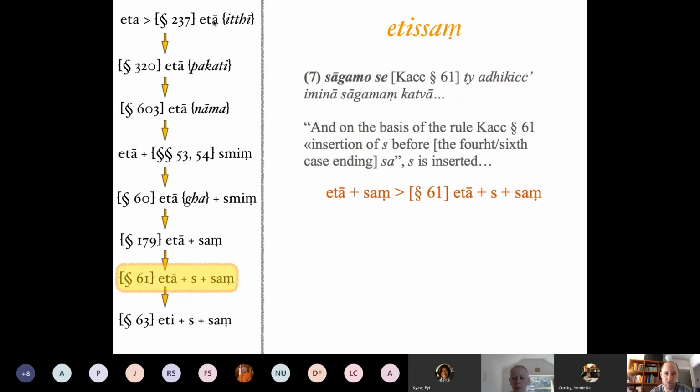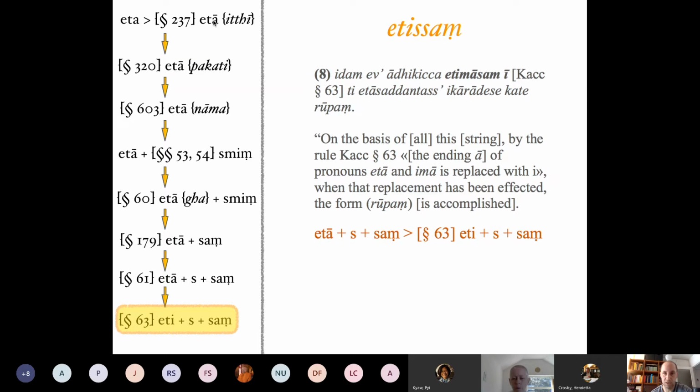But there is an option to this one, which is the final one, 63, that says that the ending a of pronouns eta and ima is replaced with e. So from eta sam, we obtain eti sam. That means etisam. So the complete form is achieved. It's a little bit circuitous, so to say, a little bit long. If you ask me how I know how to do it and how many steps have to be taken, as you can see, I've been just following the commentary, the Mukhamata Dipani, and the commentator tells me how to proceed. Obviously, the commentator is someone who knows the Kaccāyana by heart and he knows how to combine and how to activate the relevant rules in order to attain the formation.